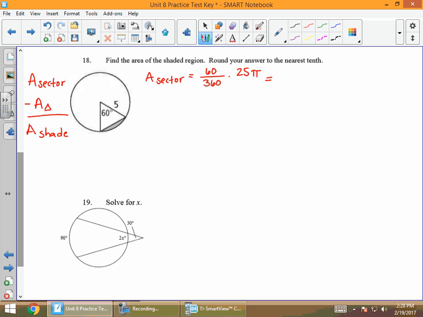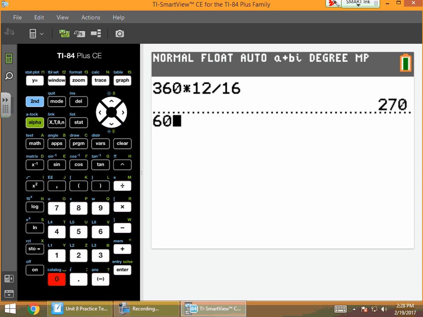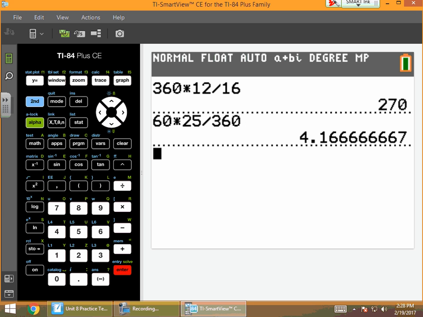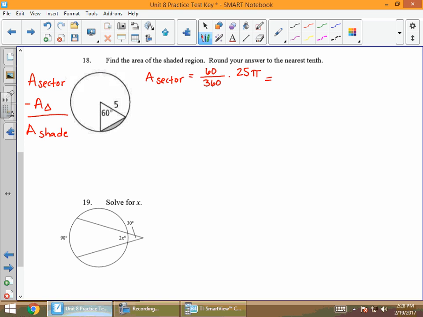All right, and if I were to multiply this out, 60 times 25 divided by 360. And math, enter. 25 over 6. So this is 25 pi over 6. That's the area of the sector. All right.